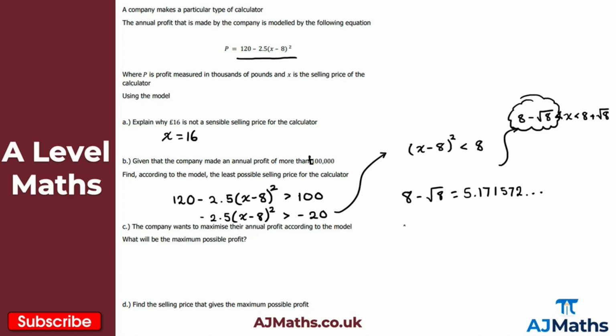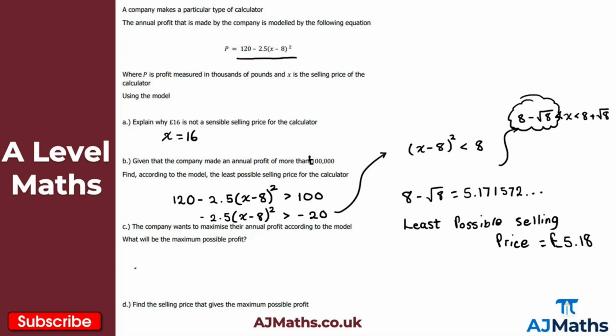So in that case, the least possible selling price, write this down, the least possible selling price is equal to £5.18. And a good thing to do here is to substitute this x value back into our equation. If you sub this in, you'll notice the profit that we get is just over 100,000. So it seems sensible. We've got a profit of more than 100,000. Everything looks good. But there we have it. So that's our solution to part B.